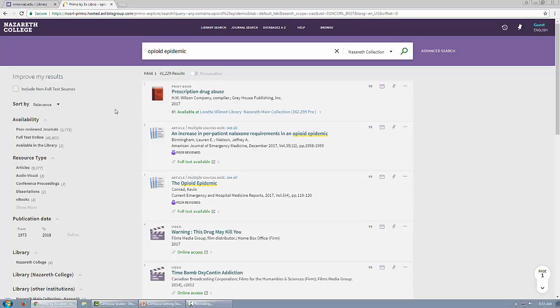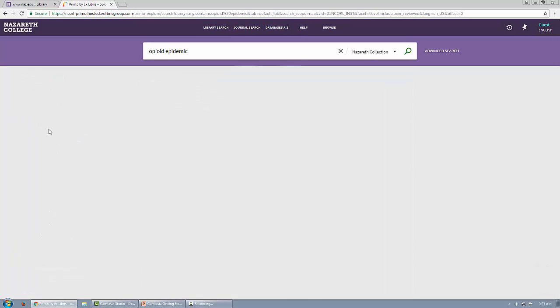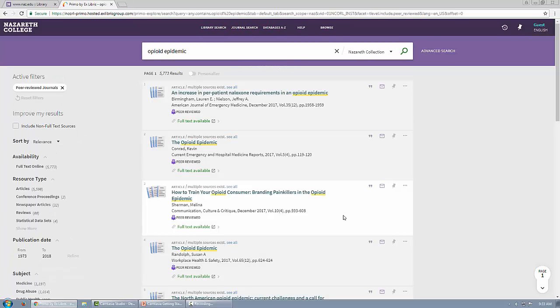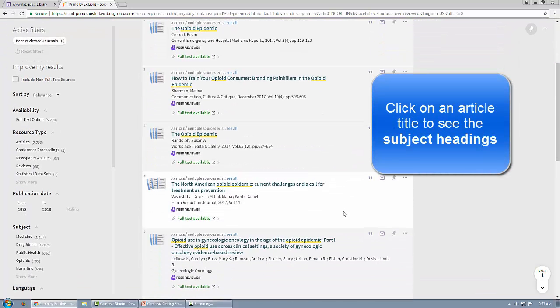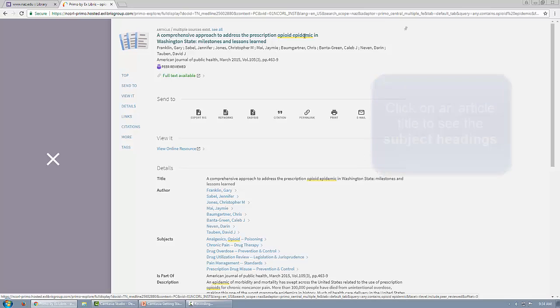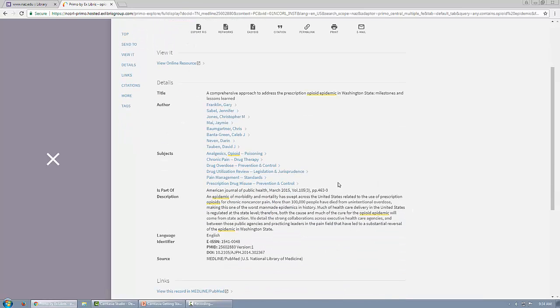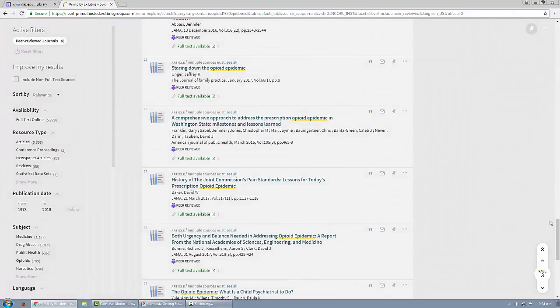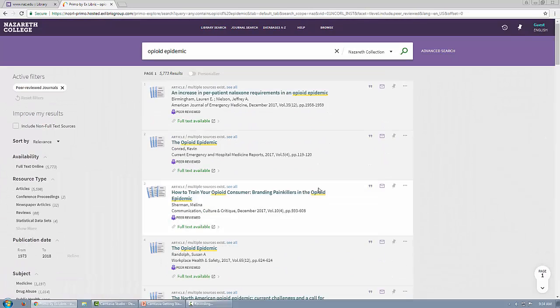My first strategy here then would be to limit to peer-reviewed journals, and then I would start looking at these journals, seeing if they're relevant to me, maybe printing a few out and reading them, but I would also want to look at the subject headings. Right now, I'm looking at an article called "A Comprehensive Approach to Address the Prescription Opioid Epidemic in Washington State." It's from the American Journal of Public Health. And looking at these subject headings, I can see that they're using the term prescription drug misuse instead of opioid epidemic as a subject heading. So that gives me a clue that to find some more articles, I might want to reframe my search a bit.